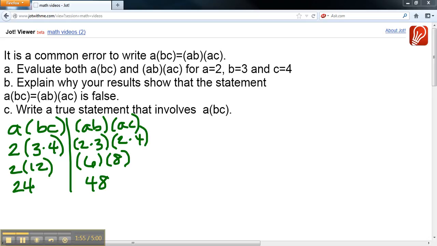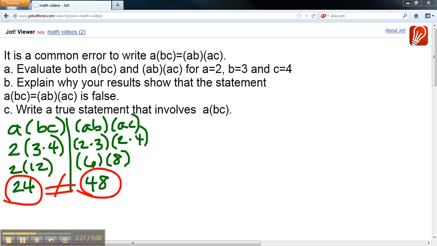So if we look, Part B says, explain why the results show the statement is false. Well, if the statement were true, these two, 24 and 48, would be equal. And if we look, they are not equal. So that says that that equation A times (B times C) in parentheses equals (A times B) in parentheses times (A times C) in parentheses, that's a false statement.